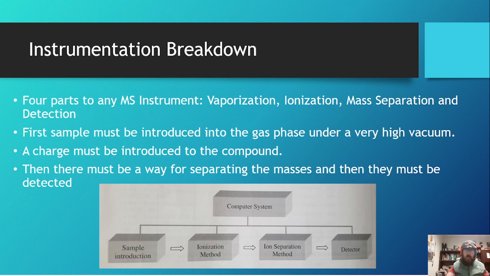We can look at atomic or molecular level ions, not bulk, but small amounts of things. So we must introduce a charge. Otherwise, we're not going to be able to detect this. Then we have to separate these one way or another in order for them to be detected. Otherwise, you just get a clump of everything and it's going to confuse the detector.